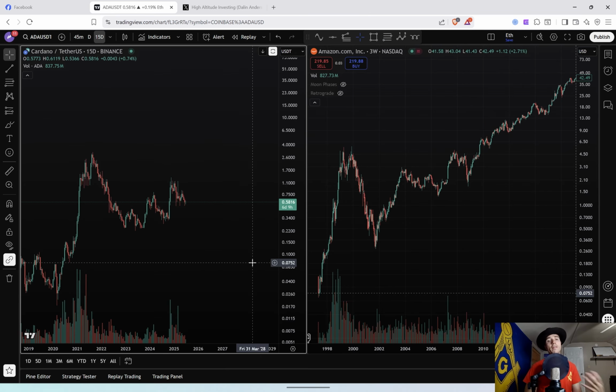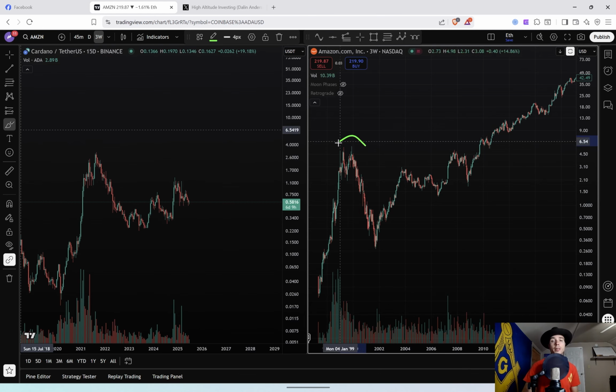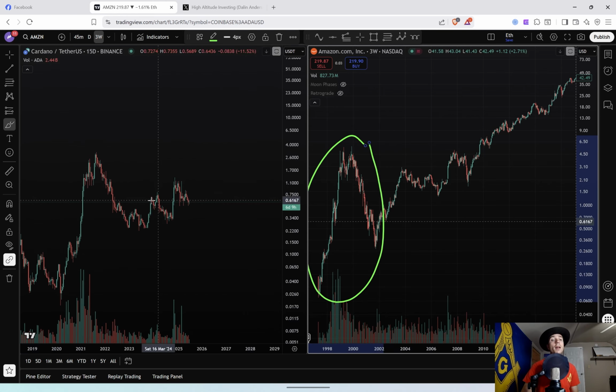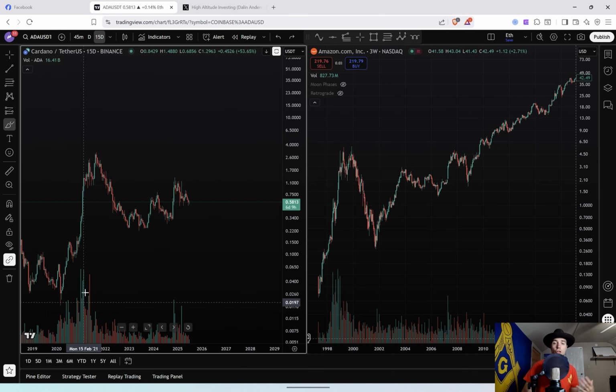The other thing that I find very fascinating here with Cardano is looking at Cardano on the logarithmic scale, as well as Amazon.com during the internet bubble on the log scale as well. So here's the internet bubble for Amazon, and here is that crypto bubble that we saw in 2021. And you can see a very, very similar structure here.